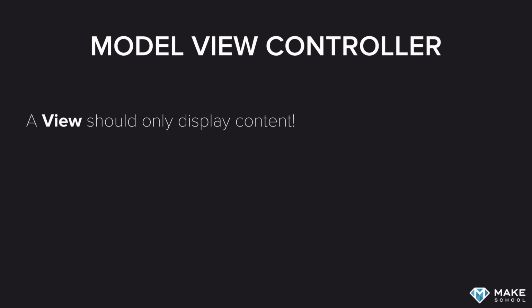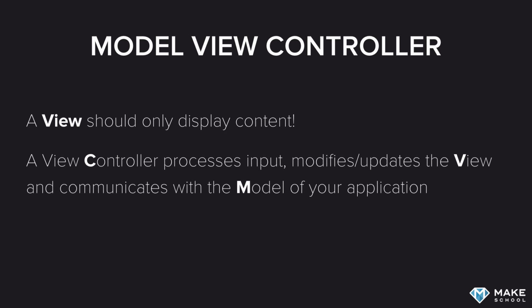Firstly, a view should only display content. Typically, views should have very little code, and all of the code that is contained in there should just be responsible for showing information on a screen. More complex tasks are handled by the controllers. The view controller is responsible for processing user input, modifying and updating the view accordingly, and also for communicating with the model part of our application.